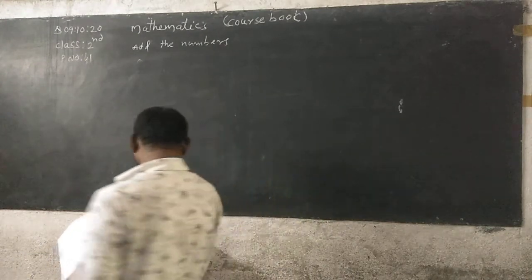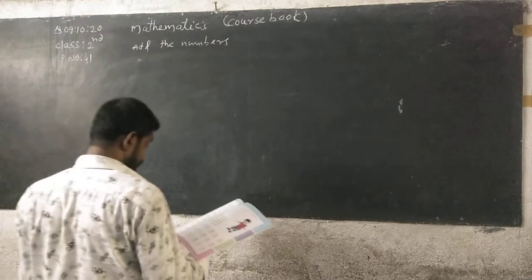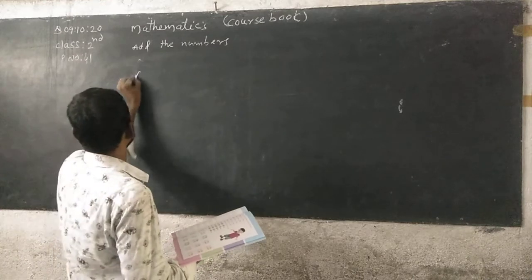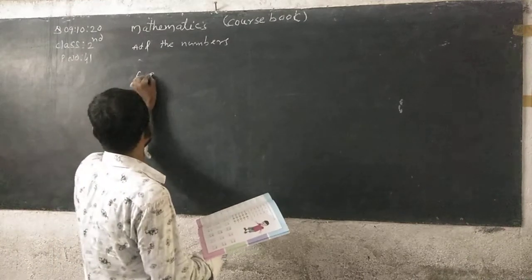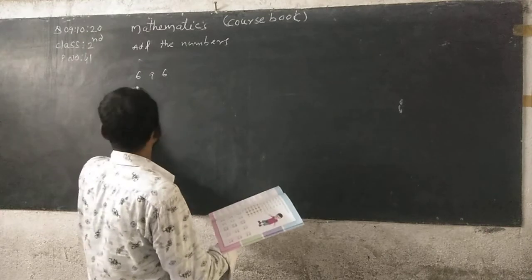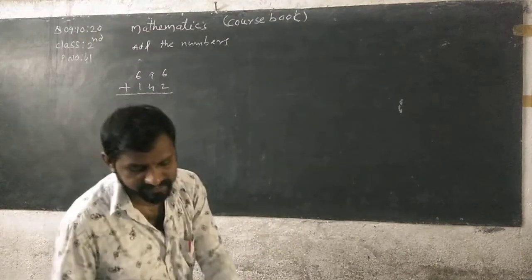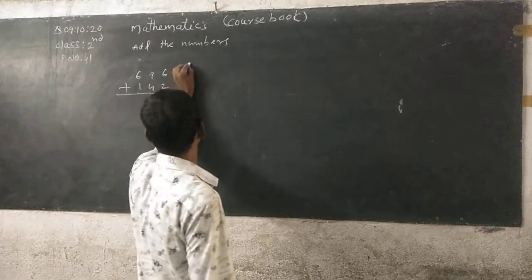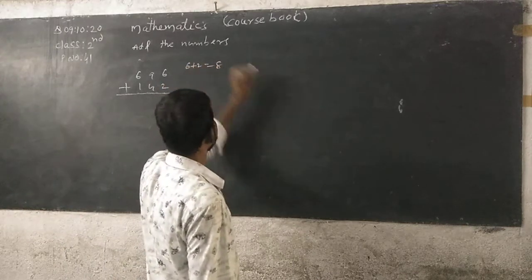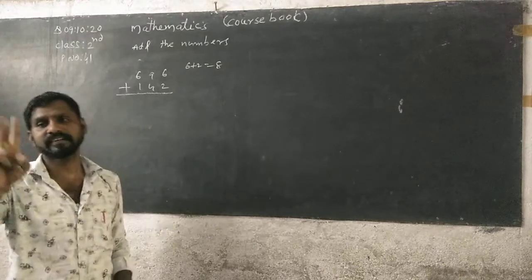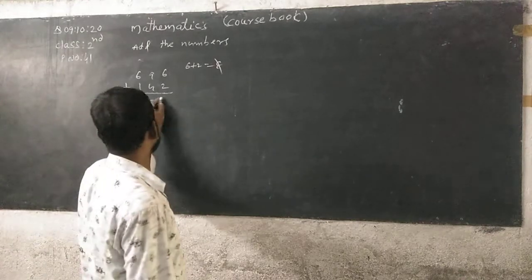Next, 696 plus 142. First we add the digits in ones place. 6 plus 2, 8. You can count 6 after 7, 8. Write down under ones column.